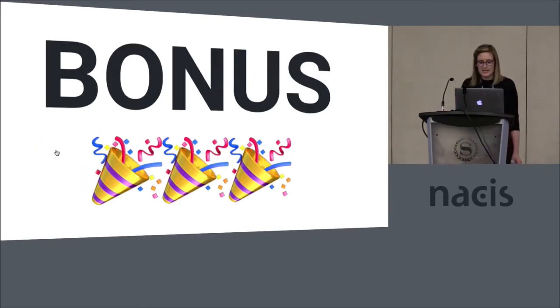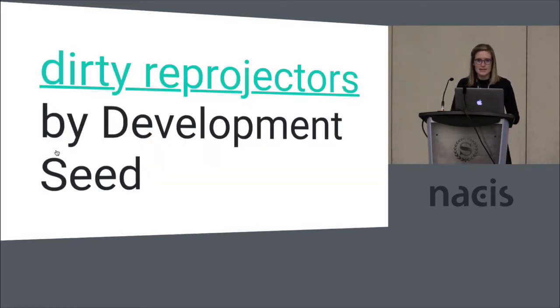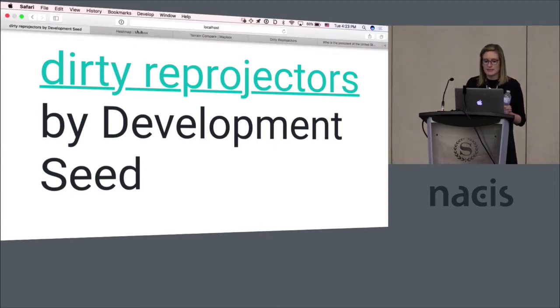So the last one is a bonus trick that I thought you'd be interested in. It's on hacking vector data projections. This is from our friends at Development Seed, a colleague of mine who worked at Development Seed and now works at Mapbox, and some of his coworkers wrote this NPM module called Dirty Reprojectors, which is a way of hacking vector data to display it in a Mapbox GL map or any other map that supports the Mapbox GL vector tile spec, but displaying a different projection.